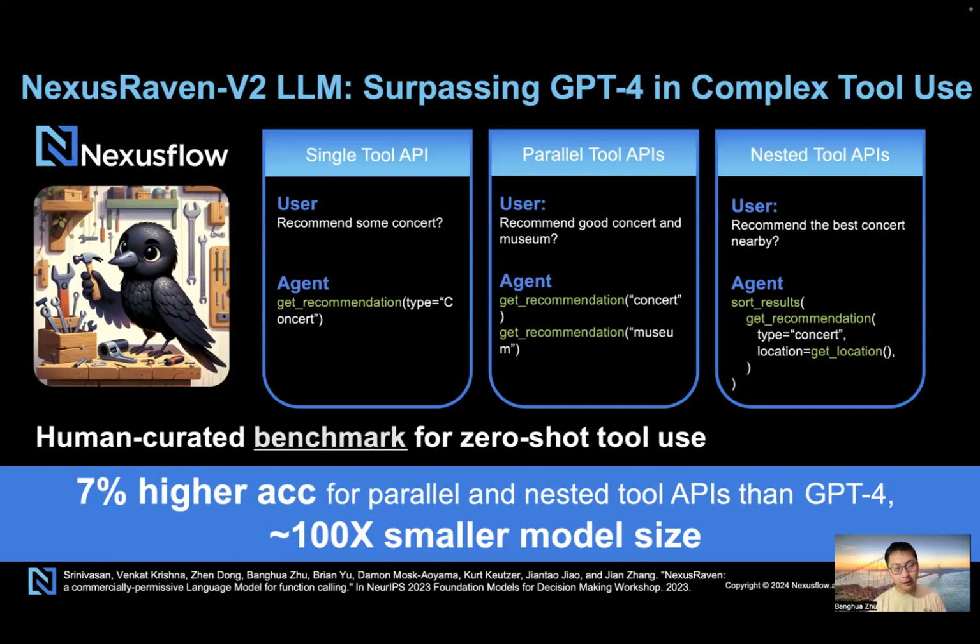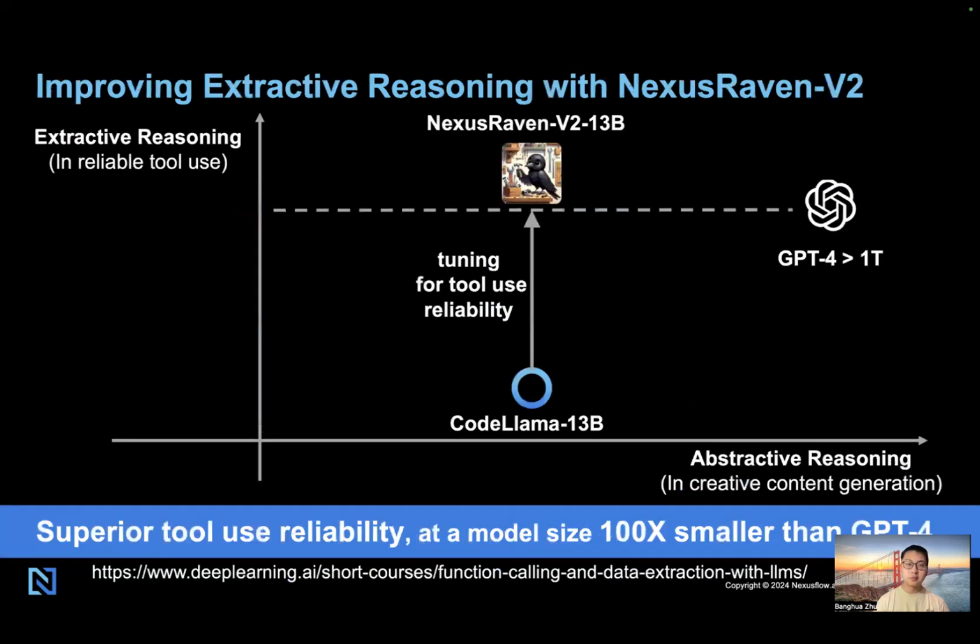So we carefully created human-made benchmarks for zero-shot tool use cases for single, parallel, and even nested tool APIs. In our own benchmark, we observe 7% higher accuracy than GPT-4, especially for parallel and nested tool APIs, with a 100x smaller model size. We start from Code Llama 13B, a prior coding model released by Meta, and we do post-training and tuning for tool use reliability. As a result, we greatly improved extractive reasoning capability for reliable tool use, so that our Raven model is surpassing GPT-4 with a much smaller size.